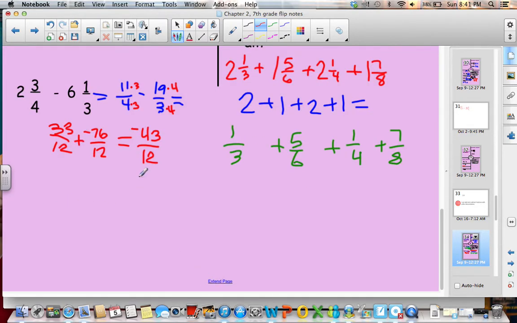I know that 12 goes into 43. We have 12, 24, 36, and then 48, which is too much, so 12 goes into 43 3 times. 12 times 3 is 36. So if I pull out 36 from 43, I have 7 left. And then I keep my denominator. And my negative needs to go in there too. So my answer then is negative 3 and 7/12.